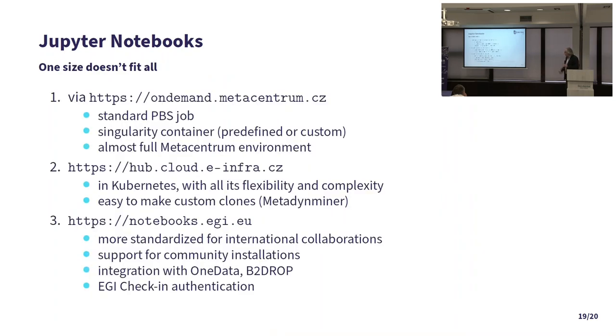And from the technical point of view, we say that one size does not fit all in this case, and we provide essentially three possible installations of Jupyter Notebook. One goes through on demand. I've been speaking about it. You just go there, click on Jupyter Notebook, specify the extent of the resources and time, and you get it. Or you can do essentially the same through the JupyterHub that we provide, that sits on top of Kubernetes.